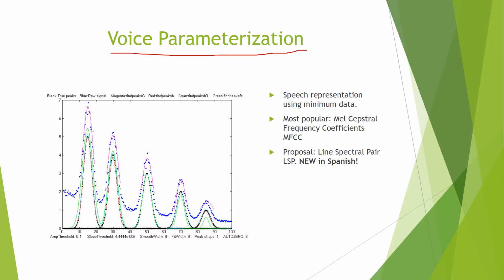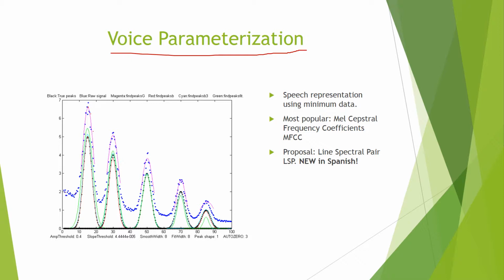So what we do here is to represent parts of the signal that will later indicate to the system what phoneme we have here. So we have several ways of representing a signal.